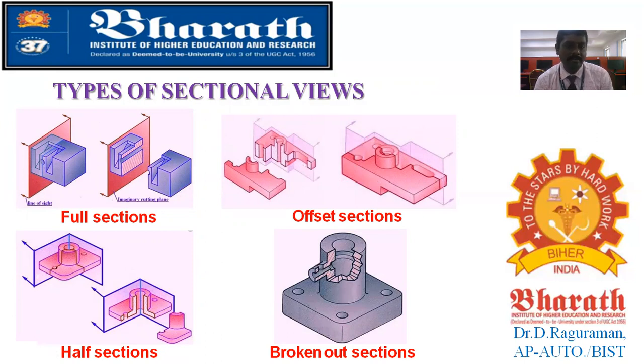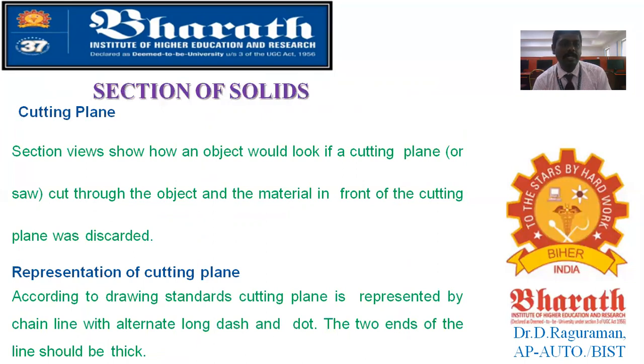What we are considering at our first year level is the full section, and that too for a standard object position. Now, in the case of a section of solids, you will have a cutting plane, otherwise you can say a section plane. The section view shows how an object would look if a cutting plane is cutting through the object and the material in front of the cutting plane is discarded. Just like cutting a piece of cake, whatever you cut, that part you take out. Like that, in a solid, you cut it, and the front portion is removed or discarded. The remaining portion remains as the existing solid.